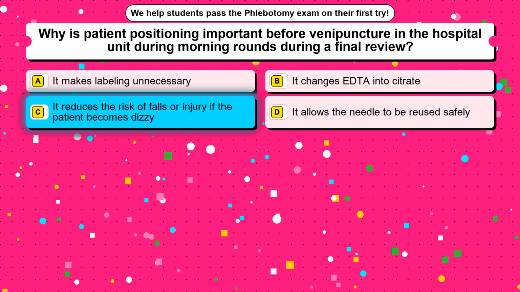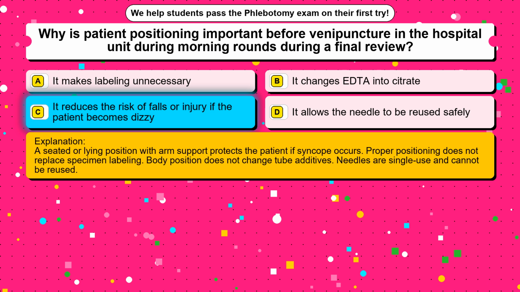It reduces the risk of falls or injury if the patient becomes dizzy. A seated or lying position with arm support protects the patient if syncope occurs. Proper positioning does not replace specimen labeling. Body position does not change tube additives. Needles are single-use and cannot be reused.